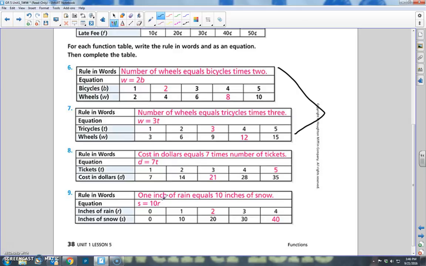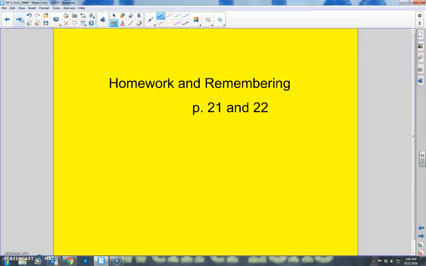Okay, and you can see down here for number 9, 1 inch of rain equals 10 inches of snow. You could also have something like snow equals 10 times the number of inches of rain, something like that.